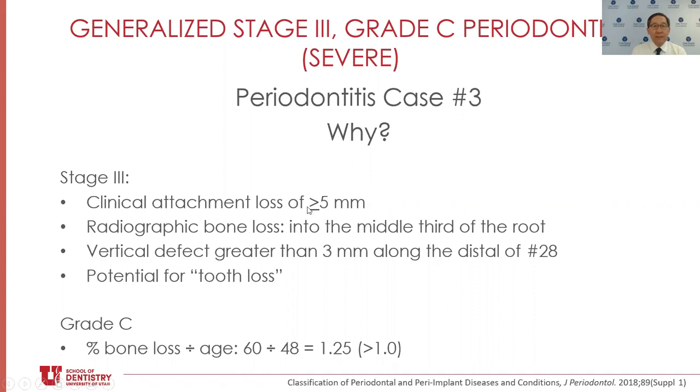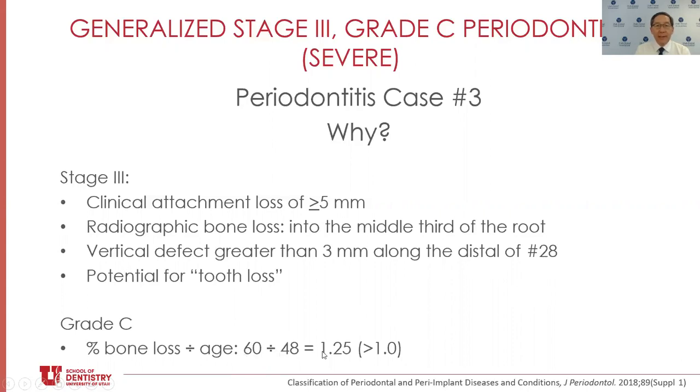So why is this patient stage 3 grade C? The clinical parameters of more than 5 millimeters of attachment loss are present. We could see the radiographic bone loss into the middle 1/3, that vertical defect more than 3 millimeters along distal number 28. And you may be at potential for tooth loss. Number 28 with the deep vertical defect would be at risk for being lost. The number 19 with potential class 2 furcation is a tooth at greater risk for progression of periodontitis and ultimately loss of that tooth.